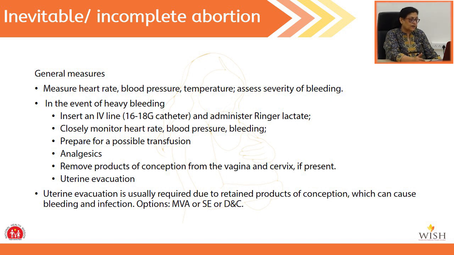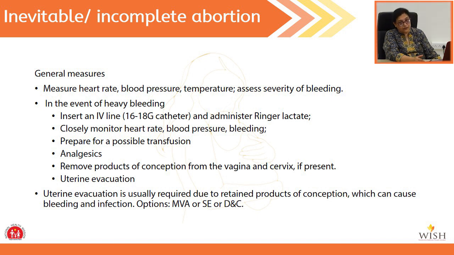So general measures: you check her pulse rate, her blood pressure, check her temperature, assess the severity of bleeding. In the event of heavy bleeding, you must ensure that you get an IV line in with a 16 or 18 gauge cannula. Give a ringer lactate. You may add 10 to 15 units of pitocin into the ringer lactate to help the uterus to contract and the parts or products of conception to be expelled more easily. Monitor the heart rate, blood pressure and bleeding. Prepare for a possible transfusion. Give analgesics. Remove any products of conception in the cervix and vagina digitally with your fingers, and then take the patient in for a uterine evacuation.